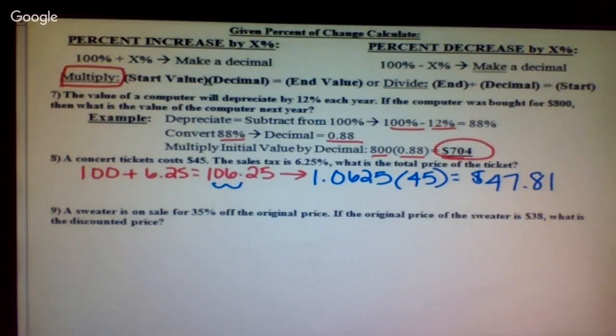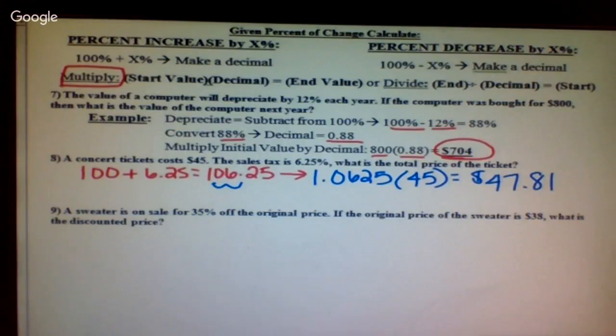Somebody last period said to me, why don't you just take the original value, multiply it by the decimal, and then add the 2 numbers together? You can do that too. So you would take 45 and multiply that by the decimal version of 6.25%, and you would get an answer of $2.81. Then you would add that to 45, and that gives you 47.81.